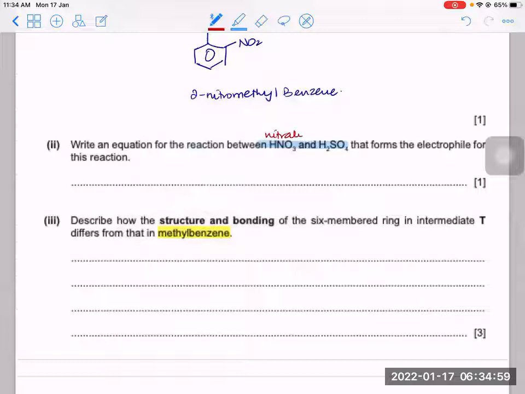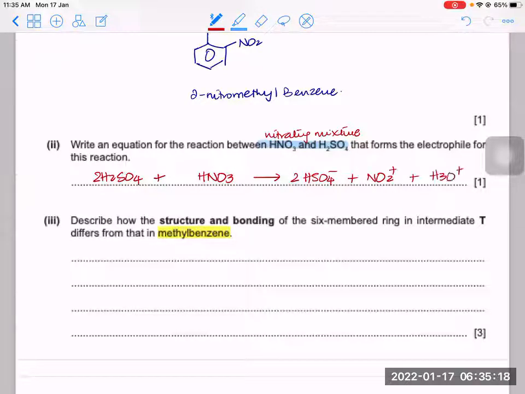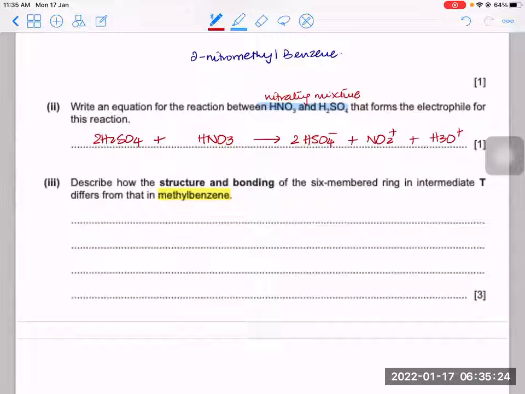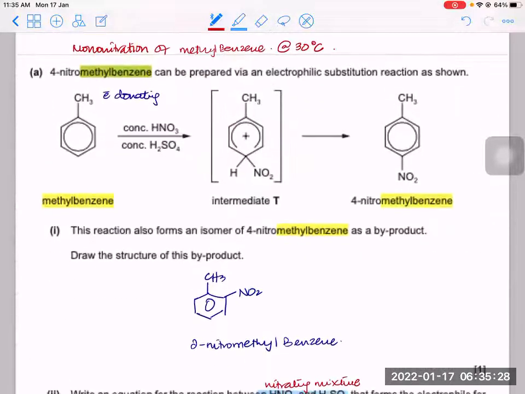So this right here is going to make what? A nitrating mixture. So let's see the reaction. You have H2SO4 plus HNO3 giving you 2HSO4 minus plus NO2 plus plus H3O plus, the equation to make the electrophile. Describe how the bonding and structure of the six-membered ring in the intermediate differs from methylbenzene.